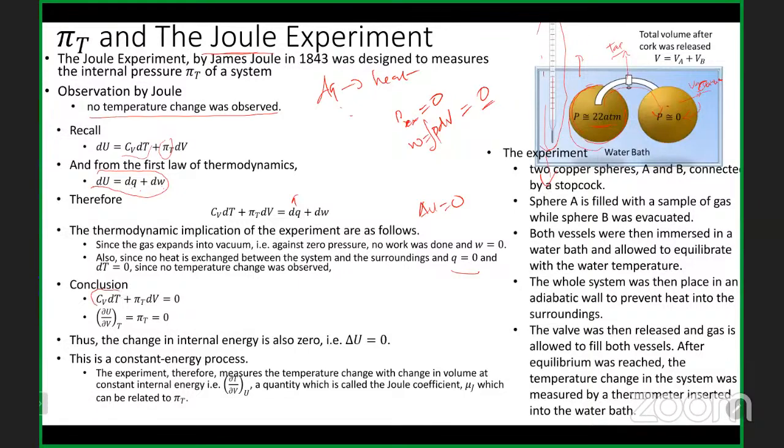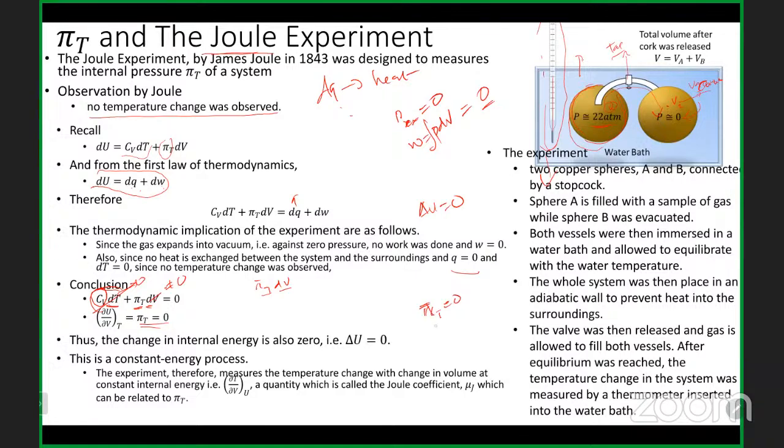If delta U is 0, we want to calculate what CV dT is. We know that CV is not equal to 0, but dT, no temperature change, makes this 0. dV is not equal to 0 because you are going from V1 to V2. If you have a product of two things that equals 0 and one of them is not 0, the other one is 0. So if dV is not equal to 0, that means that pi T is 0. As far as Joule was concerned, pi T is equal to 0.